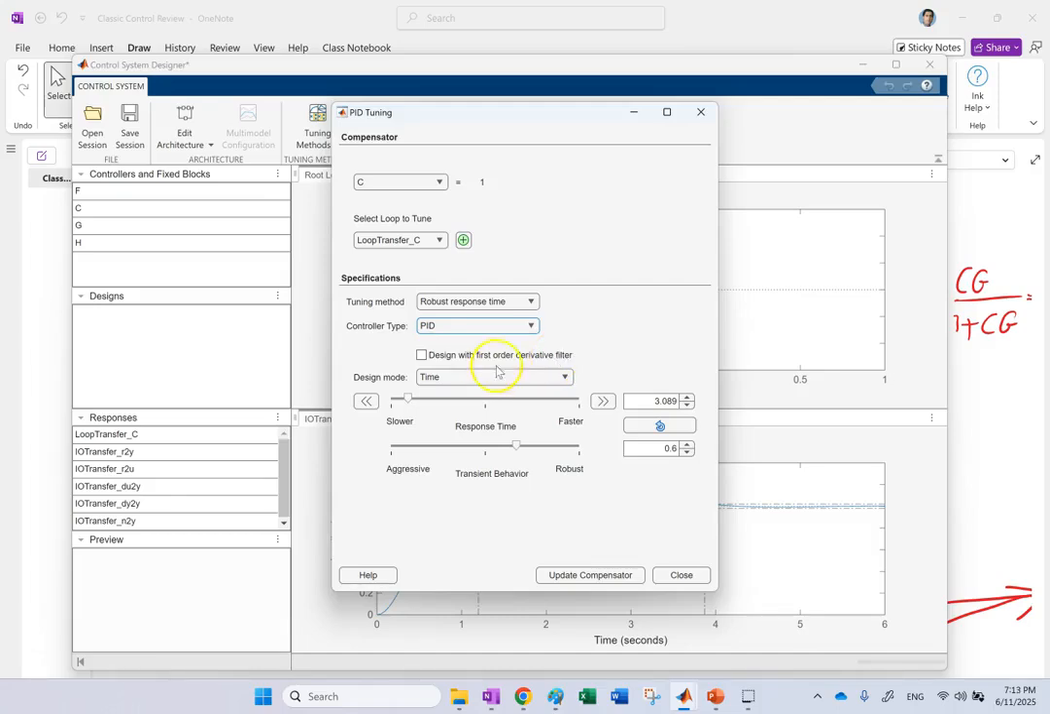It's good. The design is in the time domain or in the frequency domain. Let's keep it in the time domain. And then what is it that you want? Okay, so here, let me for now just update the compensator, see what happens. And we can go from there.